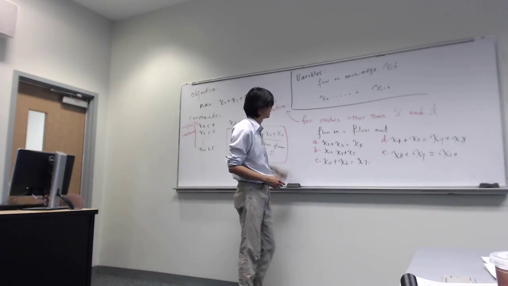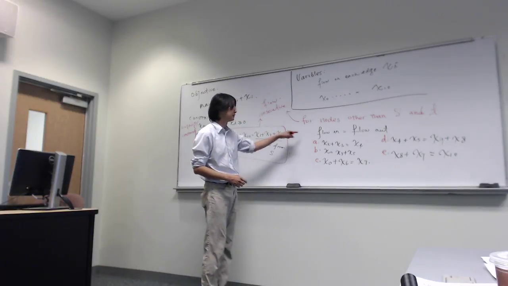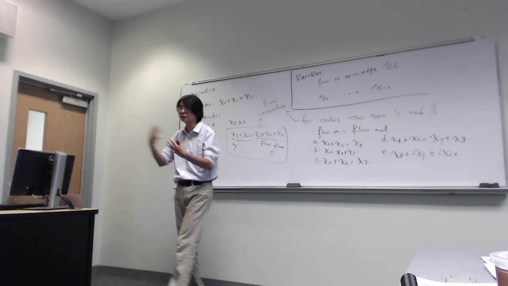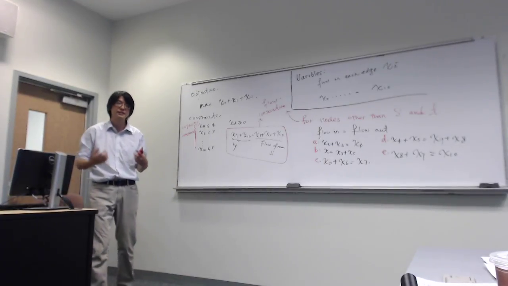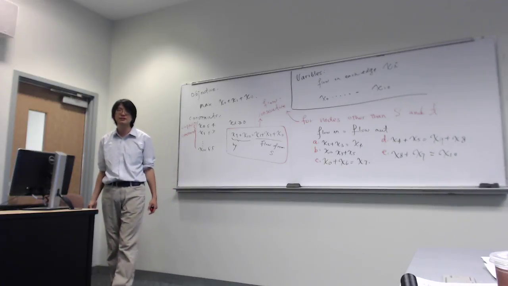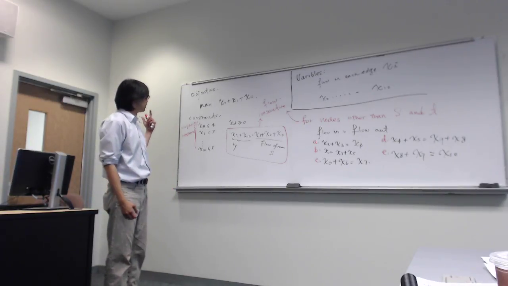So again, this is flow conservation for all the nodes other than S and T, right? S only produces and T only receives. So that's all the constraints, I think. That's all the constraints that we have. Solve it.